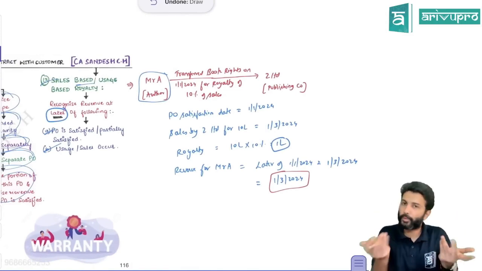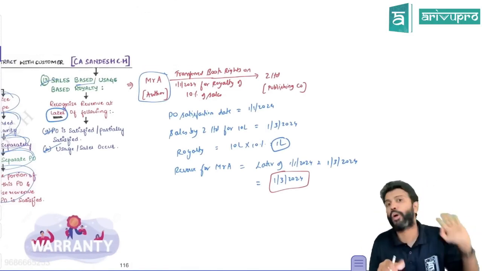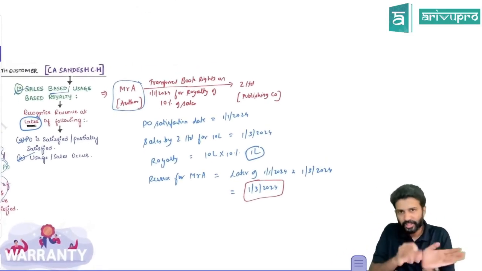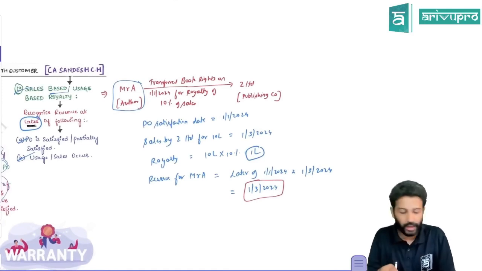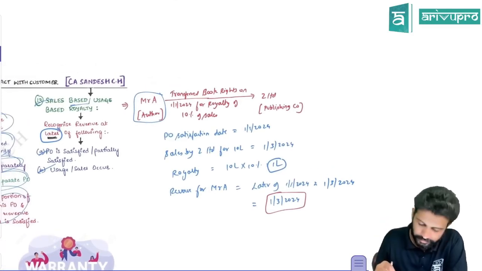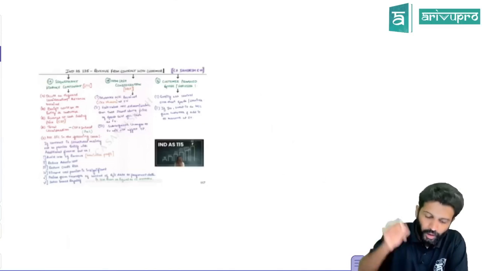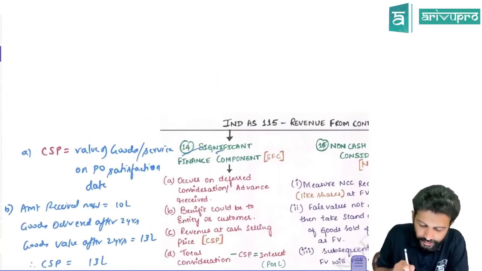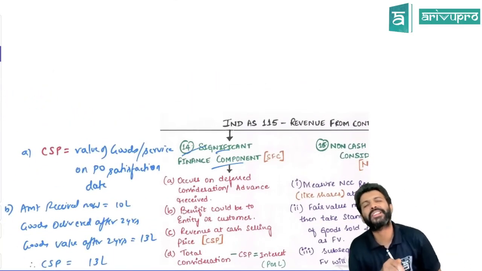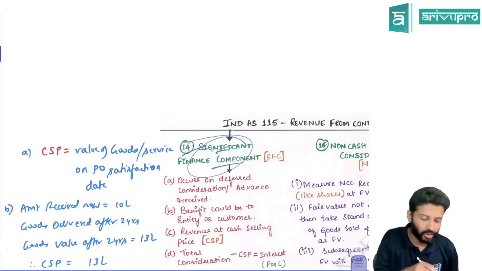So A will recognize the revenue only on 1st March in this particular case, only when the sales happen. Before that, you cannot recognize the revenue, though the performance obligation is satisfied. So this is a little exception to the normal rules of IND AS 115. All right. The next one is SFC, significant financial component, or significant finance component.